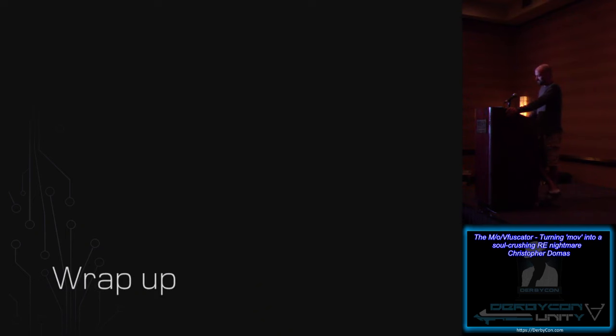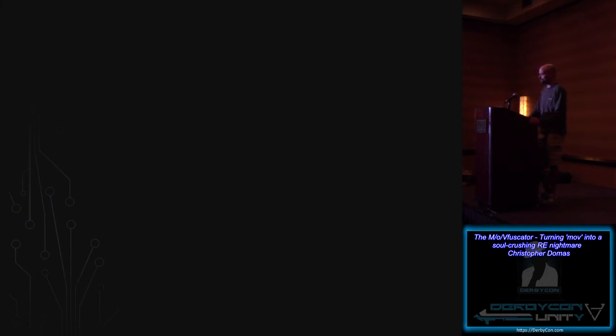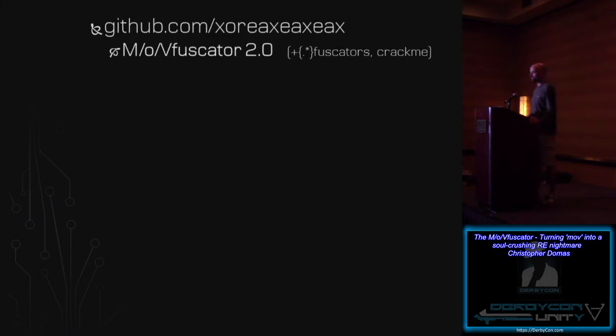But wrapping everything up, I really don't know if this is a legitimate anti-RE solution. I just thought it was an incredibly fun little side project to work on for a little while. If you're interested in this at all, the sources are on GitHub. You can get the original MoVfuscator there, that's the brainf*** version. You can get the C compiler version. You can get all the other fuscators. There's even a crackme there. If you like to reverse engineer and want to try your hand at move-only reverse engineering, you can check out that crackme.